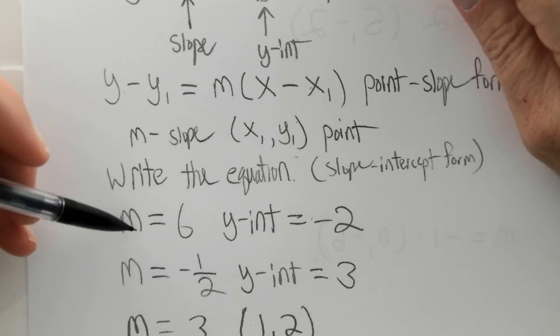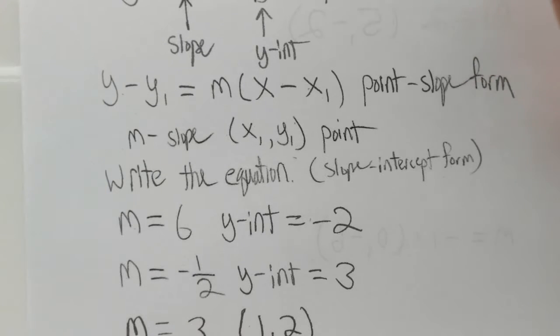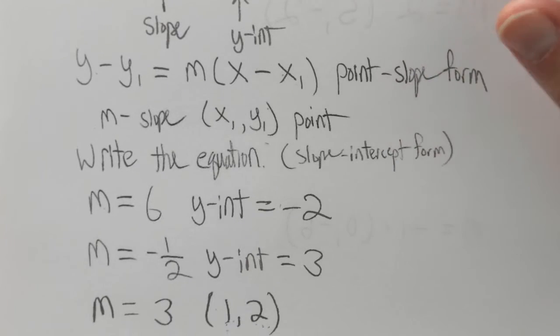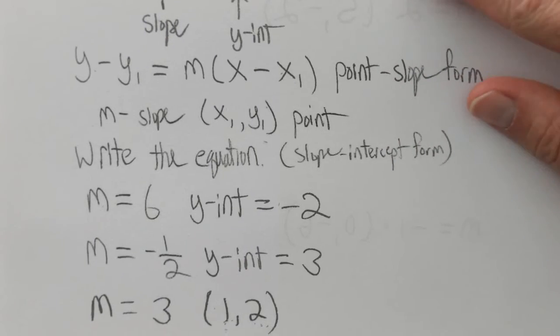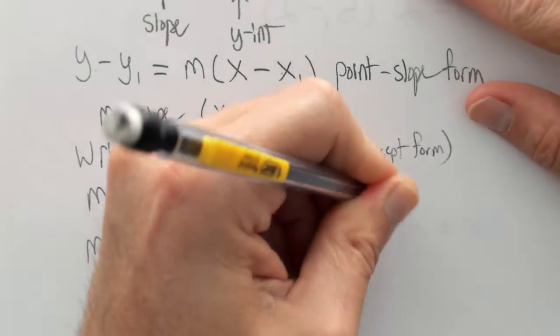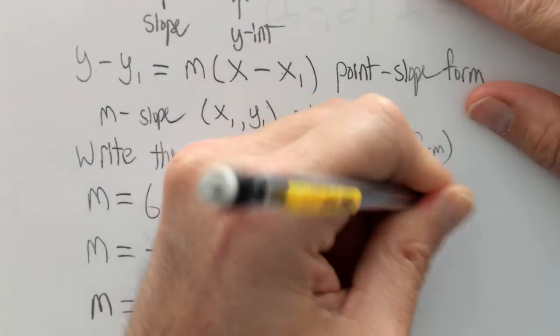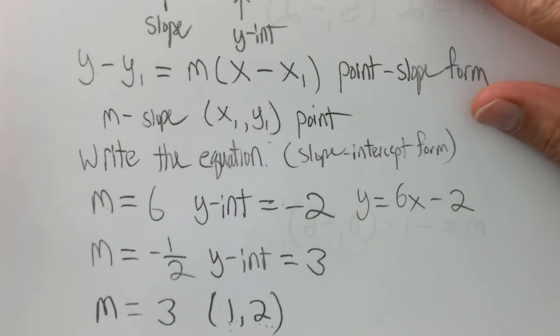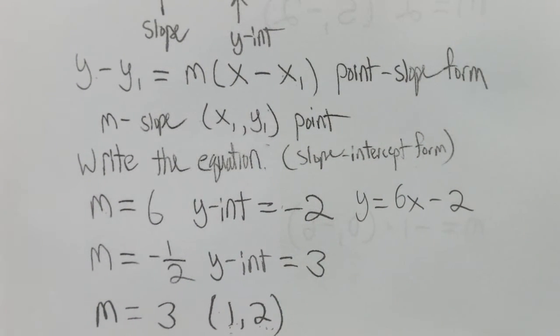Look at the two things they've given me. They've given me the slope and they've given me the y-intercept. So they've given me everything I need to just write out the answer. There's no work to do here. The equation for this line is y equals 6x minus 2. They've given me the slope, they've given me the y-intercept, I just need to write the answer.